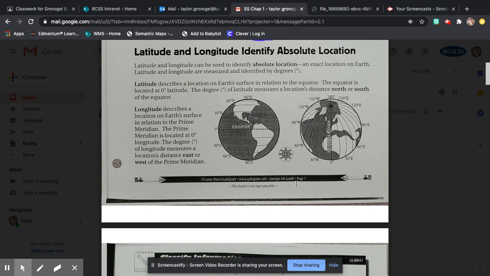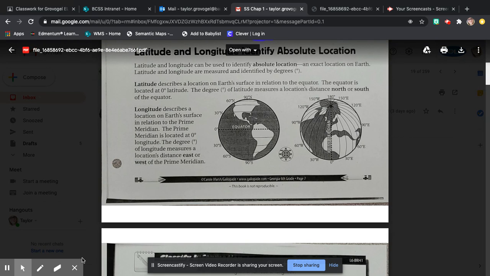Latitude and longitude can be used to identify absolute location, which is an exact location on Earth. Latitude and longitude are measured and identified by degrees. I'm going to go ahead and pause there, and I'm going to highlight that absolute location is an exact location on Earth, and it is measured and identified by degrees. Because that is very important that we need to remember. So now we're going to move on to the next paragraph here.